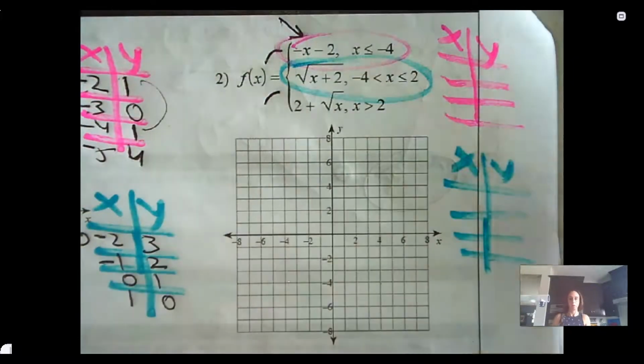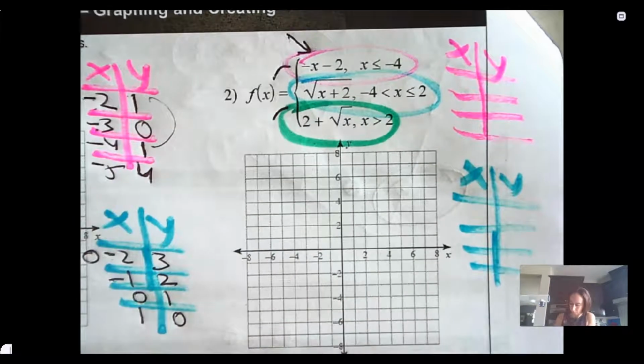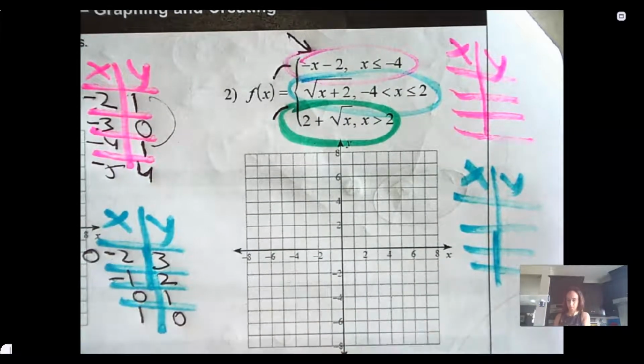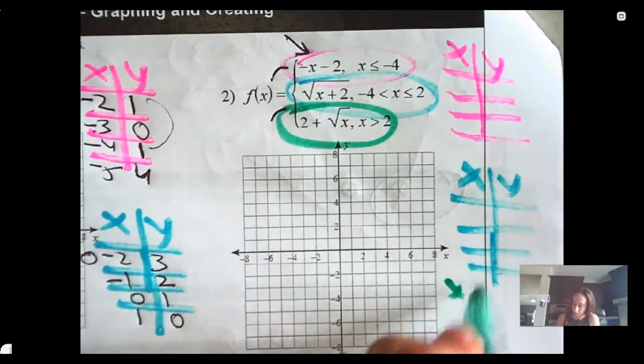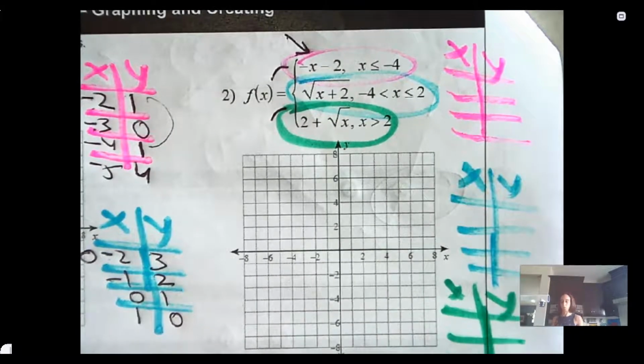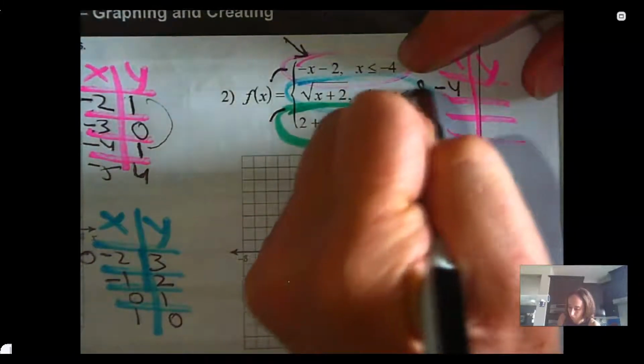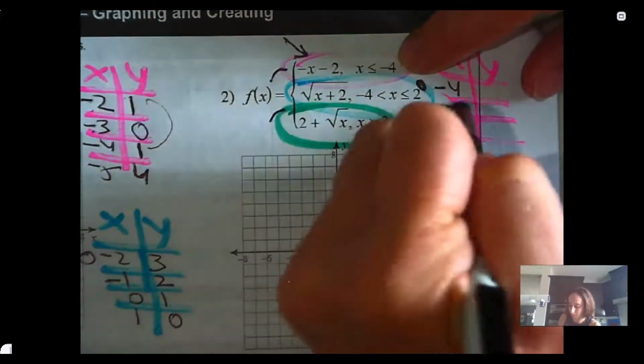And I'll make the last one a green, because yellow is kind of harder to read. Oops, sorry about that. X, Y. Okay, now I have to focus on those crucial points. So I'm going to focus on -4, closed circle, less than -4.